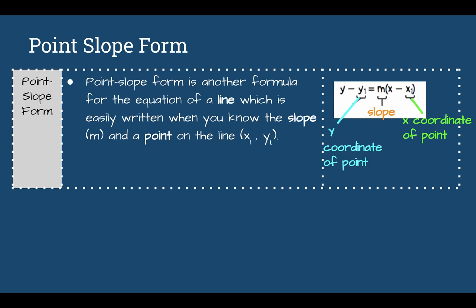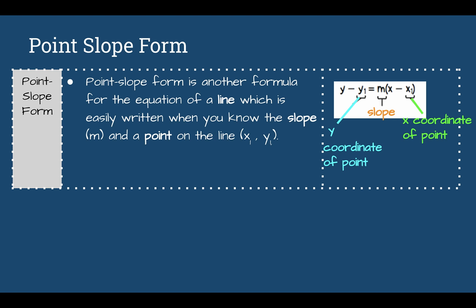Now let's get into our 2 different formats. First, let's talk about point slope form. Point slope form is just another formula for an equation of a line. We already learned about slope intercept form. This form is used when you know the slope and a point, hence the name point slope.